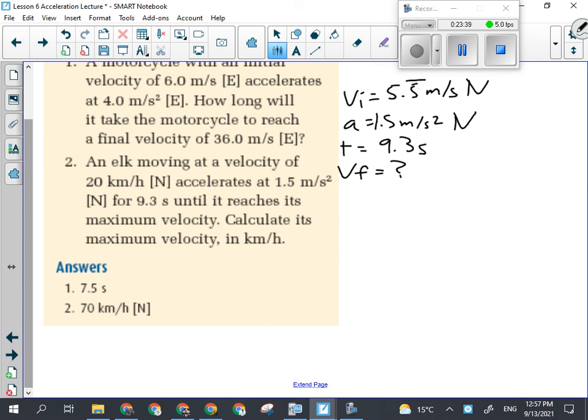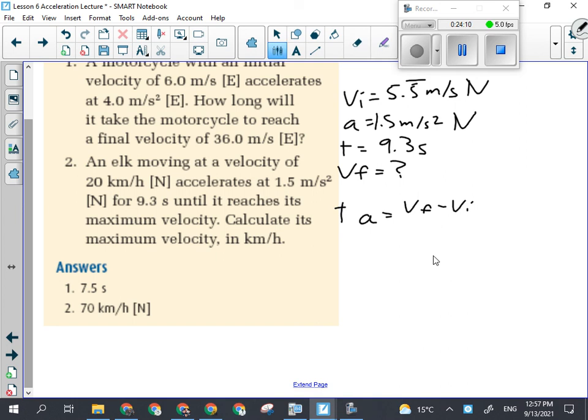Okay, that means I'm going to have to manipulate this formula. And I do have to use this formula if I want to solve it in one step, because it's the only one that has those pieces of information in it. All right, so I'm trying to solve for VF. So if I follow my rules of algebra, I'd want to move what's not attached to VF first. And what's not attached to VF is T. So I'm going to multiply both sides by T.